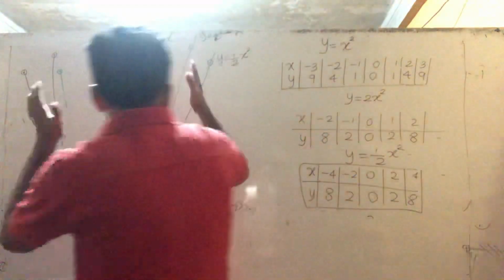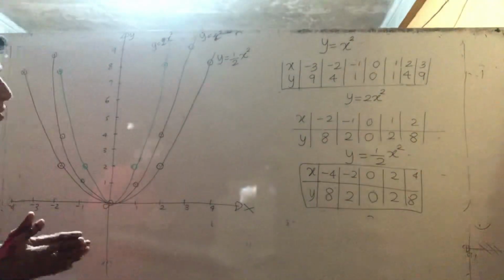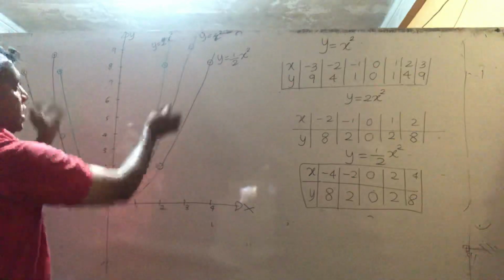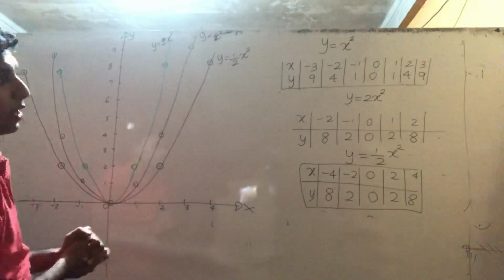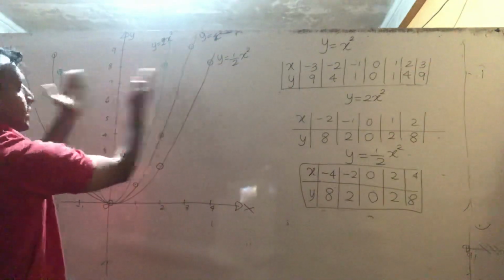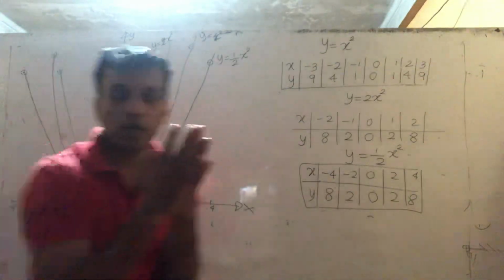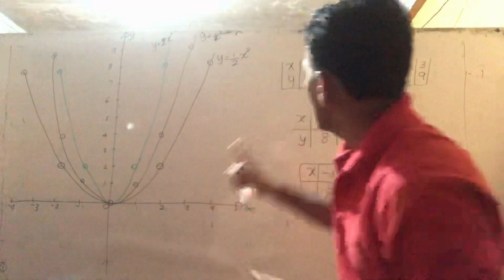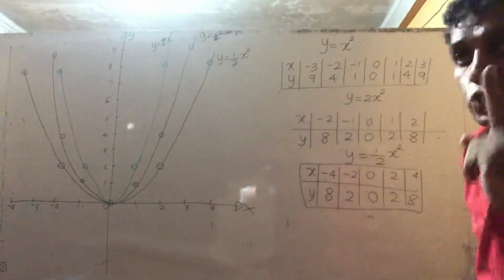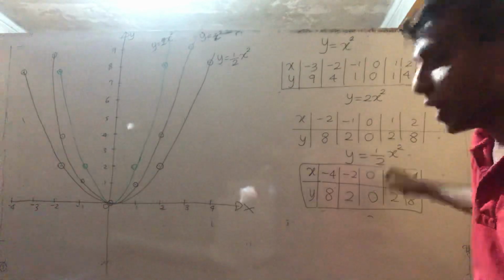See how the shapes are. Y equals x square is the middle graph. Y equals 2x square is towards the center. It is narrow, see, it becomes narrow. Here in front of x square is 1. Here in front of x square is 2. Here in front of x square is half.